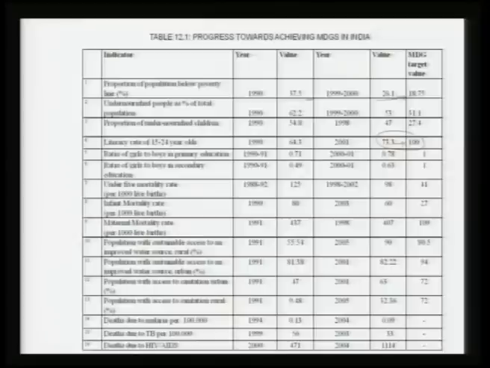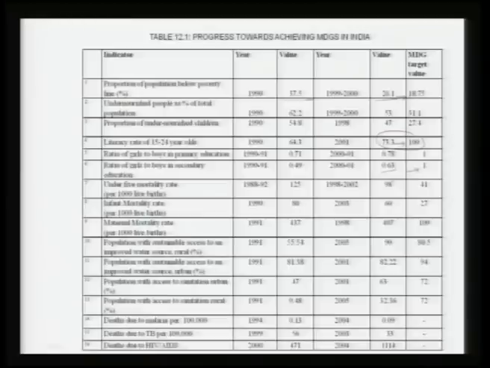Ratio of girls to boys in primary education was 0.71 in 1991, which means in primary education on every 100 boys you had only 71 girls. This was raised to 78 in 2001, and this has to be raised to 100% by 2015. Ratio of girls to boys in secondary is much more dismal. It was only 0.49 in 1991, raised to 63. So, on every 100 boys you had 63 girls in secondary education. This has to be raised to 1. For 100 boys in secondary education, we want to see that there are also 100 girls, equal number of girls.